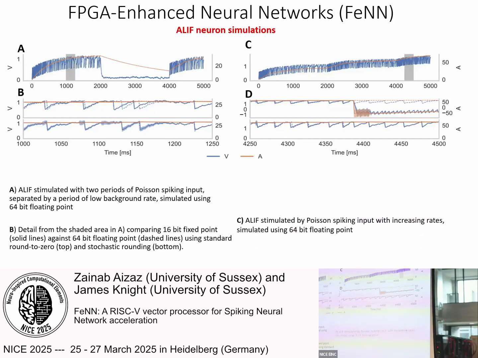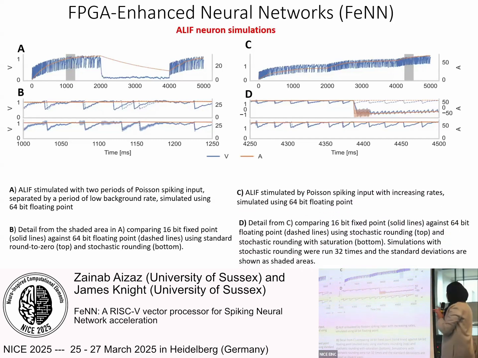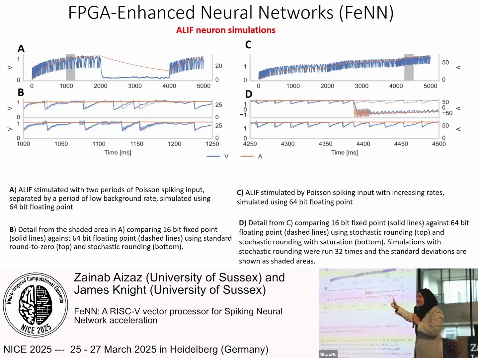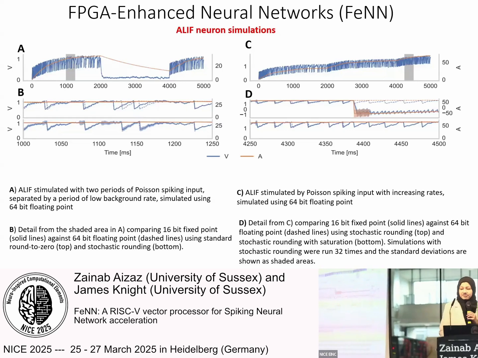Also, in the next one, we used the same Poisson spiking input, but with increasing rates. This shaded area is again shown here. We used 2 things: stochastic rounding with saturation and stochastic rounding without saturation. The first graph is without saturation. You can see there's a lot of deviation again here. With saturation, the stochastic rounding worked perfectly for us, which is shown in the last diagram, the bottom figure of D.